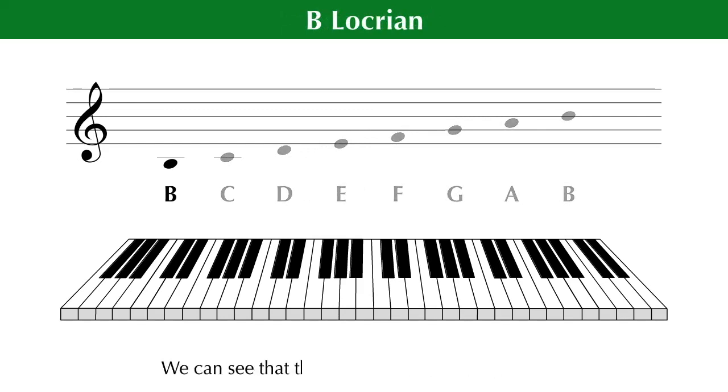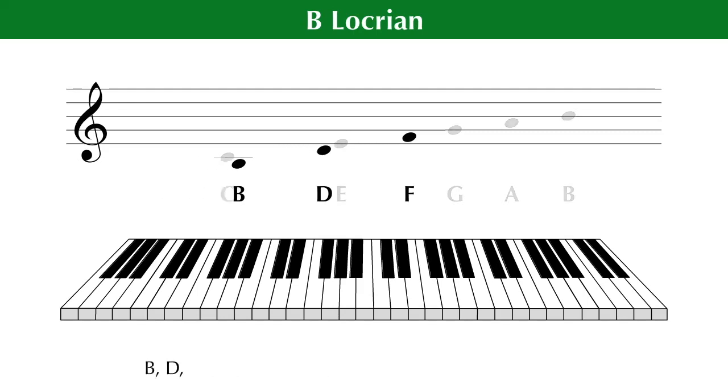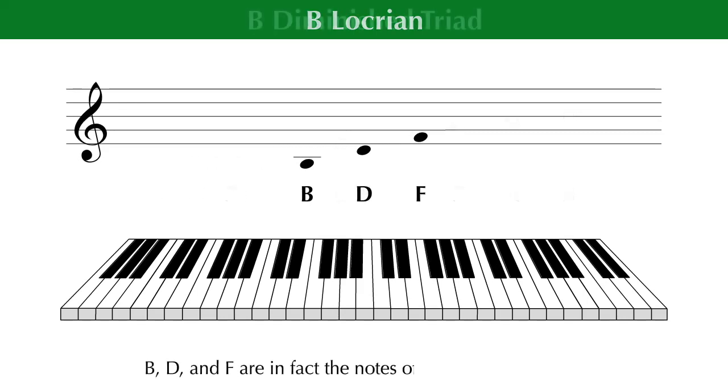We can see that the 1st scale degree is the note B, the 3rd scale degree is the note D, and the 5th scale degree is the note F. B, D, and F are in fact the notes of a B diminished triad.